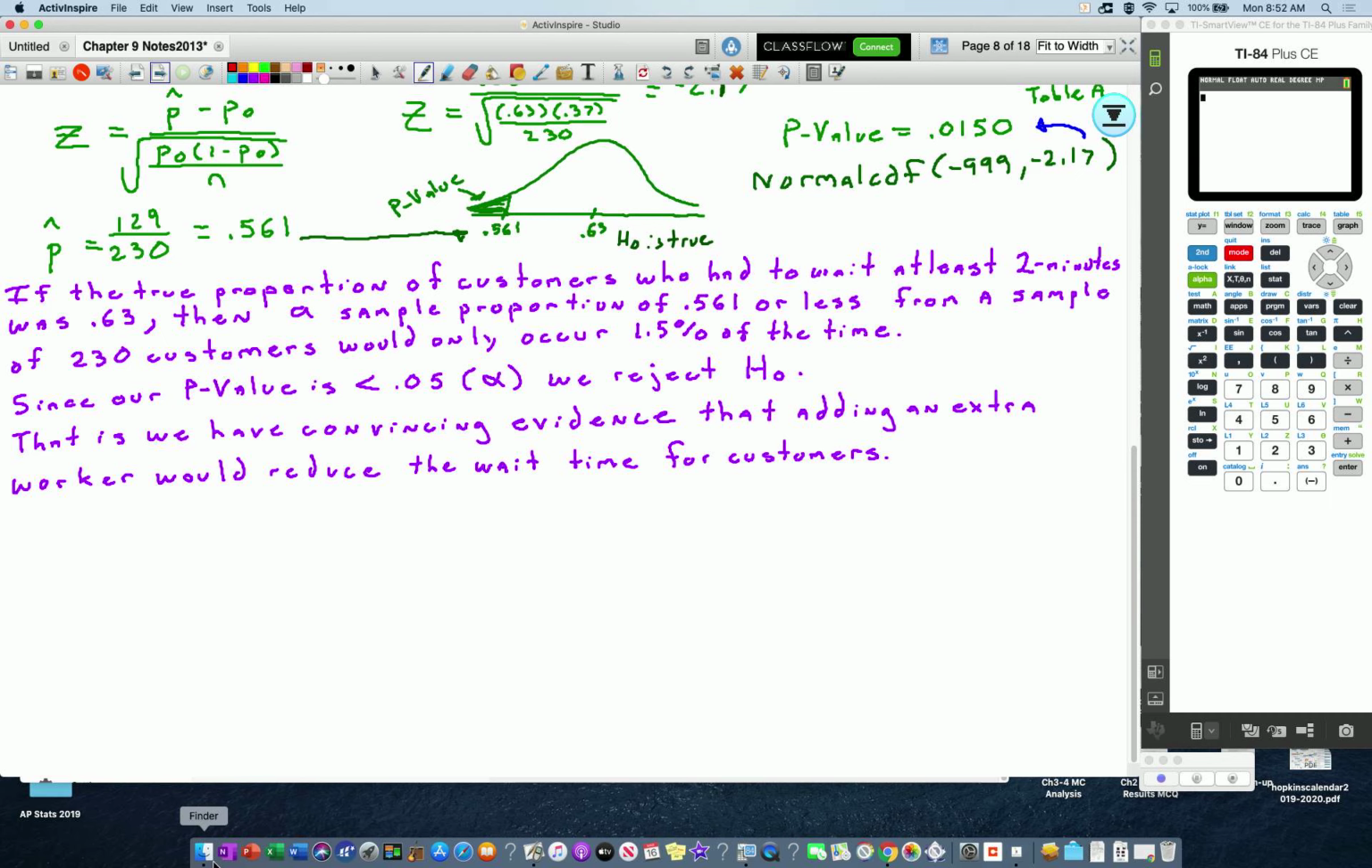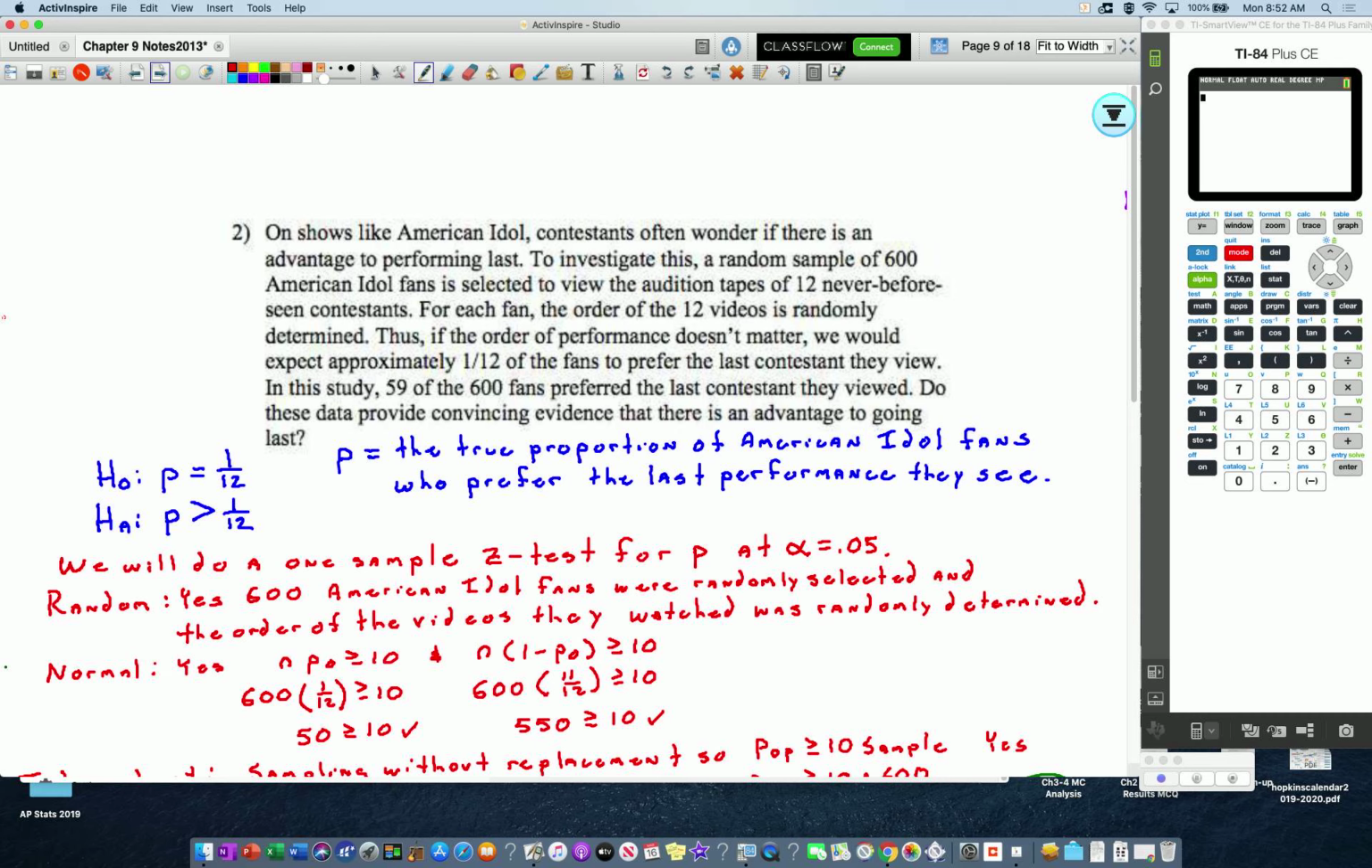Okay? All right, so that's the first problem. Let's keep on looking at more examples. So this one that we just did was a less than problem. So let's take a look at a greater than problem. On page 2 here it says, on shows like American Idol, which is still running. So this problem is old, but hey, that show is still going on today. Contestants often wonder if there's an advantage to performing last.